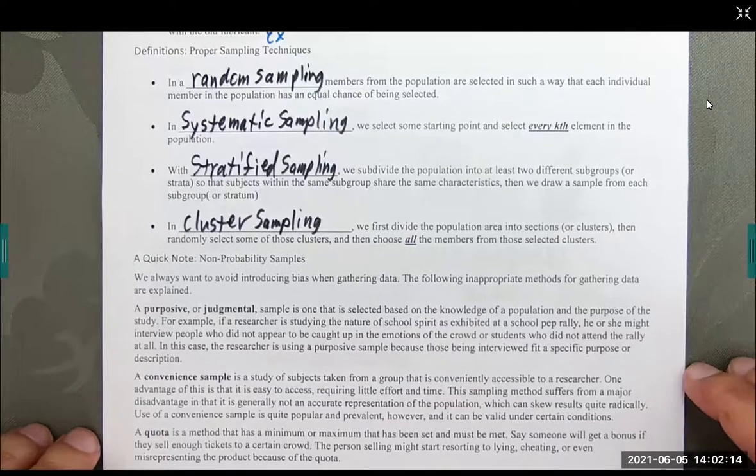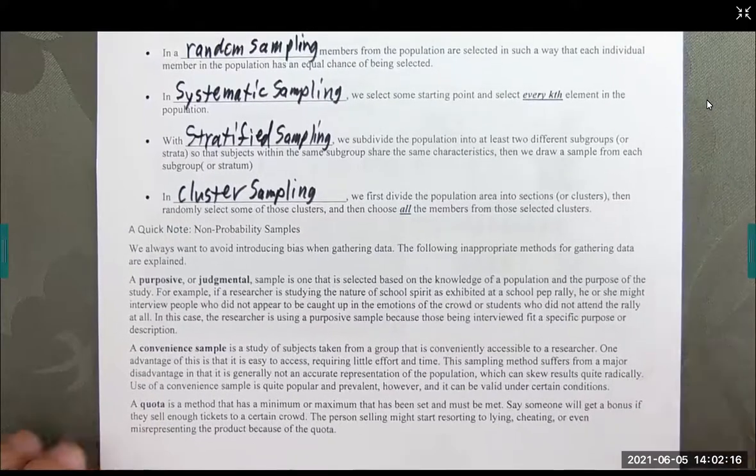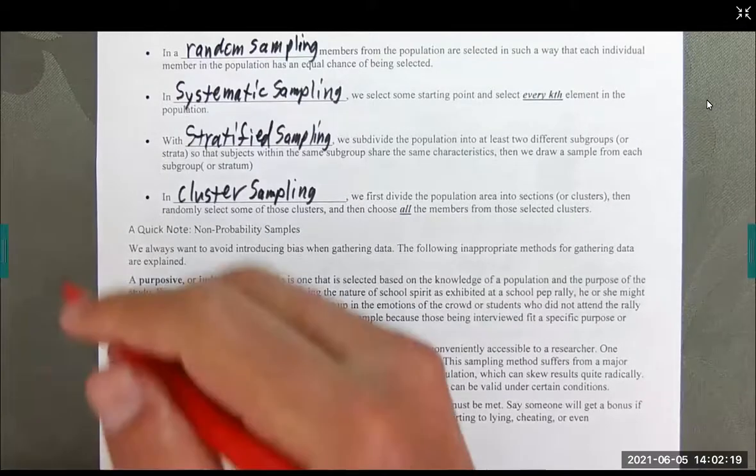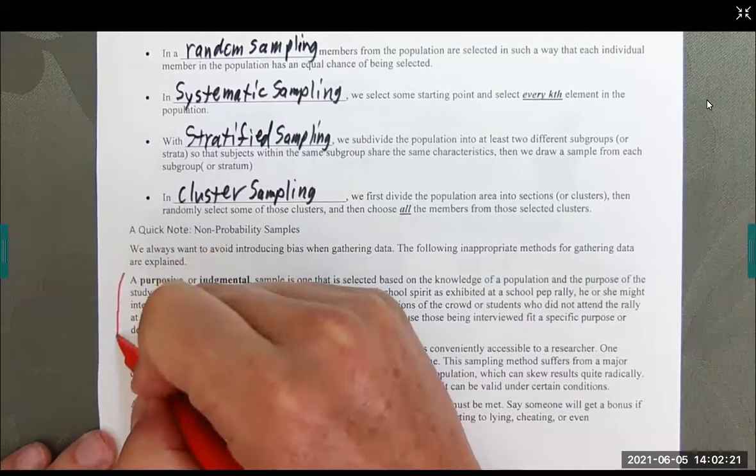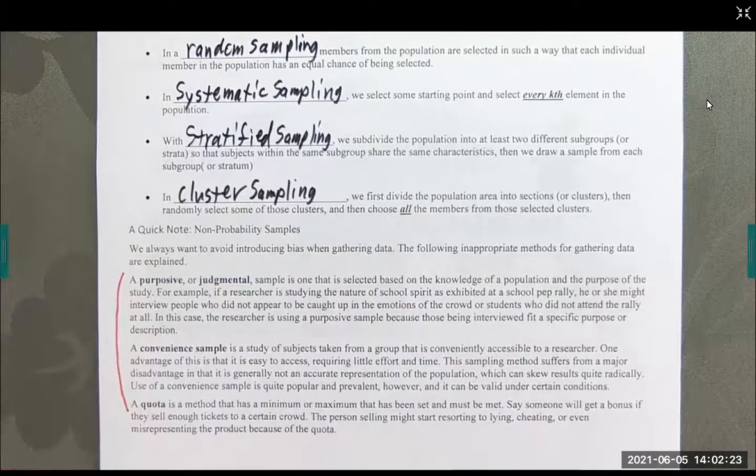All right, we now have the bad. So these are not good ways to gather data. So purposive or judgmental, and I'm not going to read all that to you, but this is what we try to avoid when we're doing an experiment. What we don't want is someone going into an experiment with an intended outcome, meaning I'm going to go into this study, but I really want the outcome to say this.